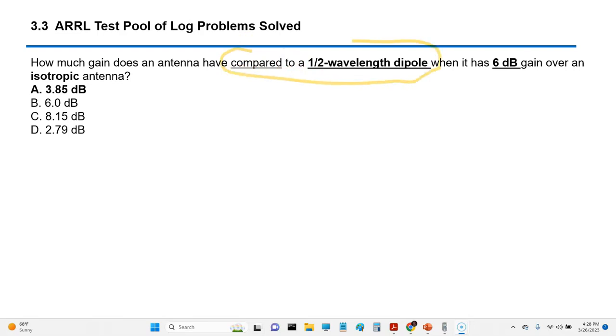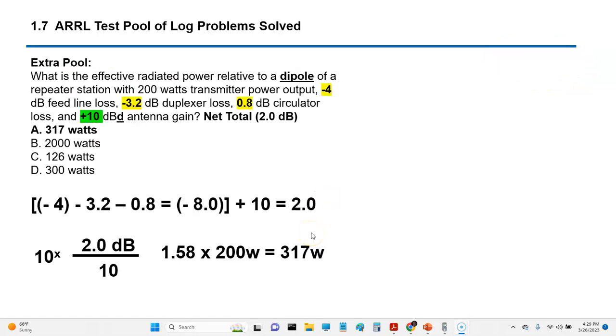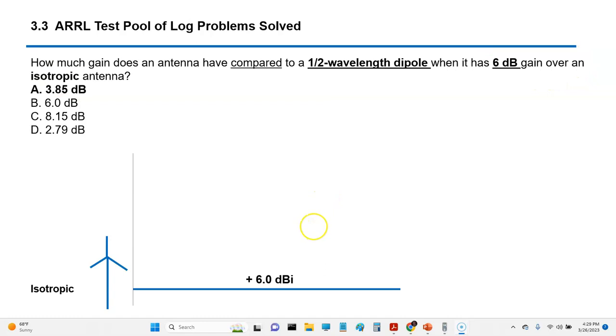Compared to a half-wave dipole. You need to remember that. Put that in your memory. The reason is because it's saying that the antenna we're comparing has a 6 dB gain over an isotropic. So those are some key things we need to pay attention to.